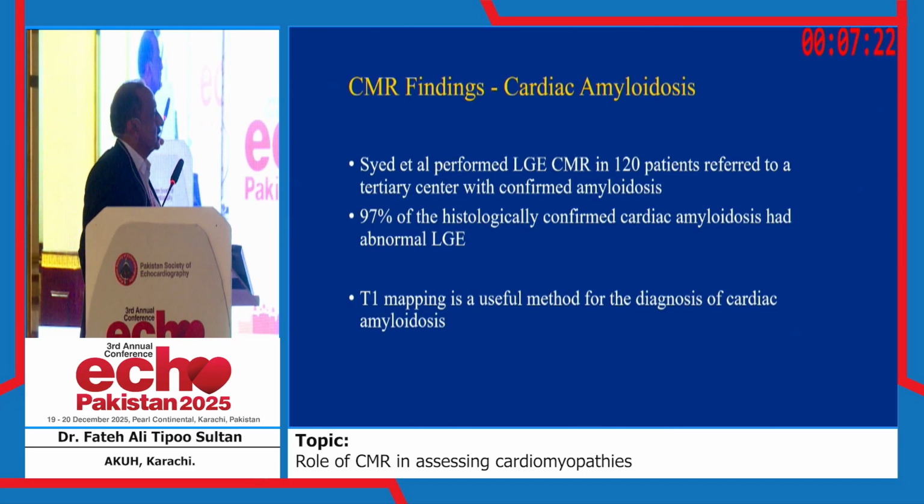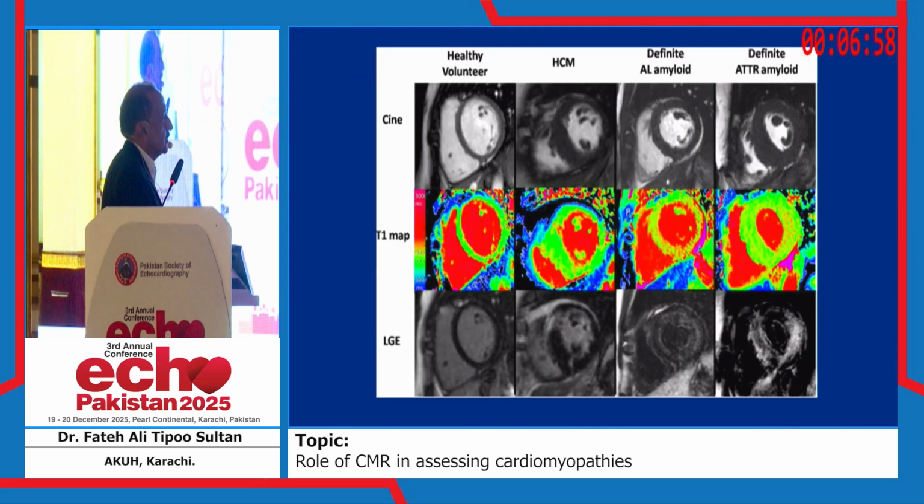Sayed et al. performed late gadolinium enhancement CMR in 120 patients, referred to a tertiary care center with confirmed amyloidosis. In fact, they found that 97% of histologically confirmed cardiac amyloidosis had abnormal late gadolinium enhancement pattern. And another thing which is important in the diagnosis of cardiac amyloid on CMR is T1 mapping, which is a useful method for the diagnosis of cardiac amyloidosis on CMR as well.